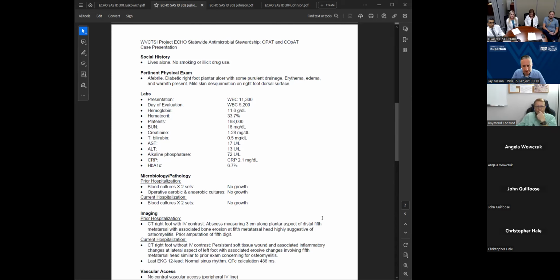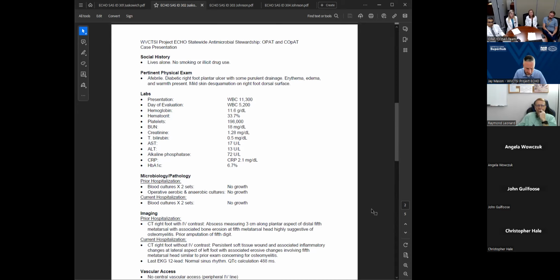These are her labs. So again, on presentation, she had very mild leukocytosis. Labs, when we evaluated her, white blood cell count had normalized. Upper limit of normal creatinine, and CRP was elevated at 2.1 milligrams per deciliter. So slightly different scale than we may use here at our hospital.